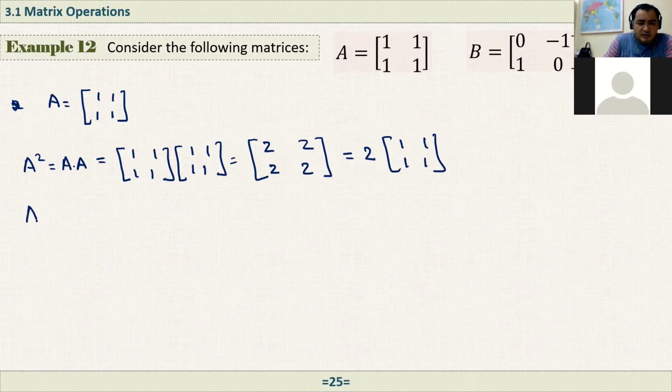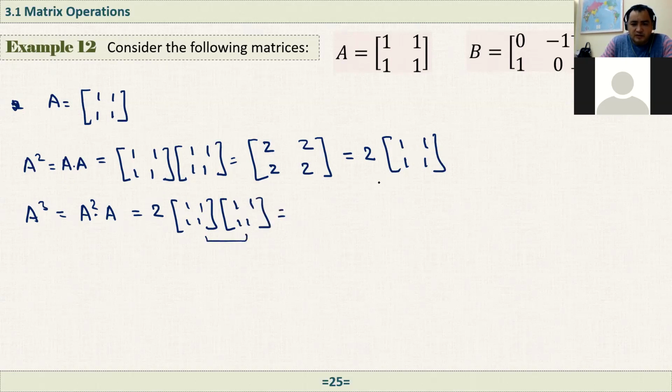That is just scalar multiplication of this matrix, right? And how about A cubed? A cubed, I can just write as A squared times A by the definition, right? Because 3, I can just write as 2 plus 1. Here we have A to the power of 2 and A to the power of 1. What is A squared? We have just calculated it here. That's equal to 2 times 1, 1, 1, 1. And here we have matrix A, that is 1, 1, 1, 1. And this one is A squared, which we have already multiplied. So that's equal to 2 times 2 times the original matrix.